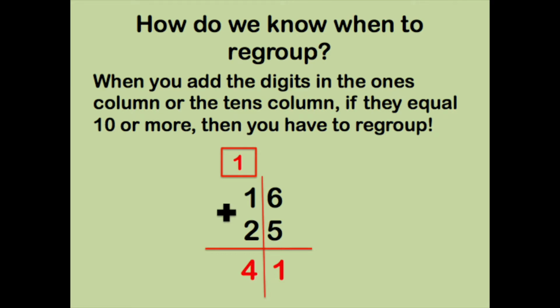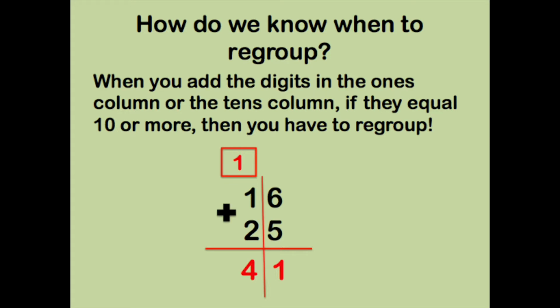Before we move on, let's review how we know when to regroup. So when you add the digits in the ones column or the tens column, if they equal 10 or more, then you have to regroup. So look at the problem below. We have 16 plus 25. In the ones column, we have 6 plus 5, and that equals 11.